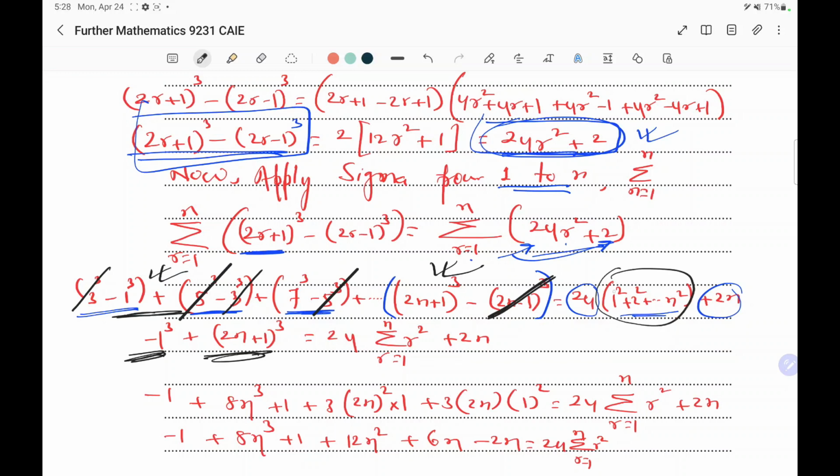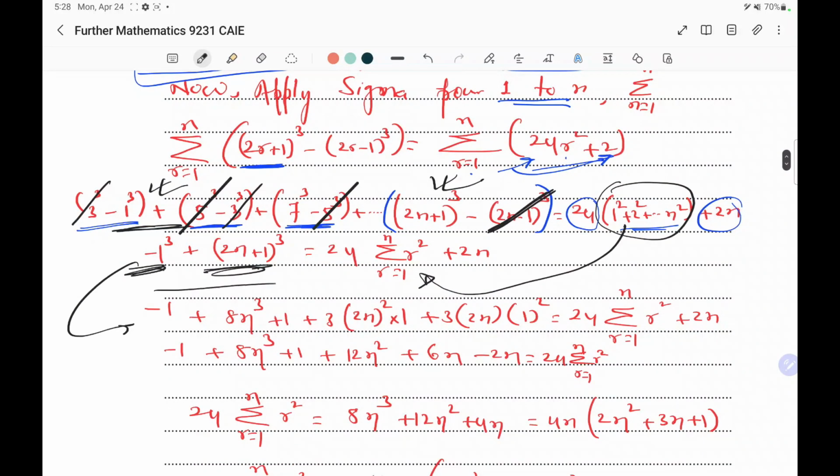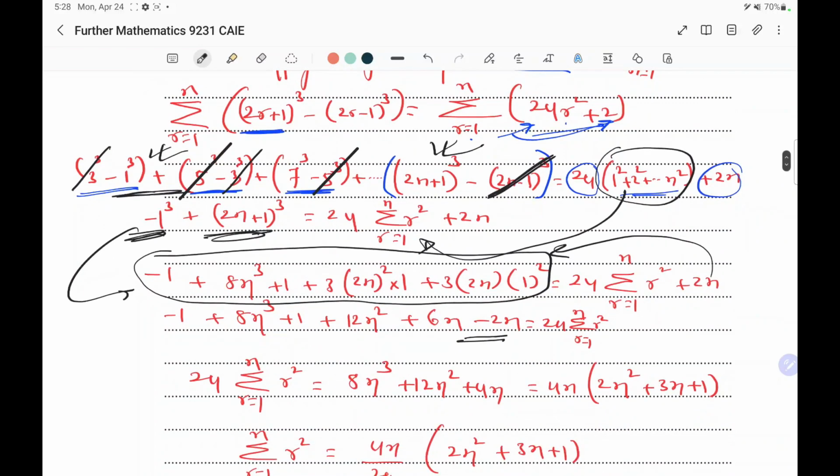this part you can write in sigma form. So 24 sigma r square, r from 1 to n, and 2n is outside. So minus 1 and (2n plus 1) whole cube, just expand. 2n plus 1 either you can write 3 times, or you can apply the (a plus b) whole cube formula. So when you expand, you will get this result. And then take 2n to the left side. So this is minus 2n.